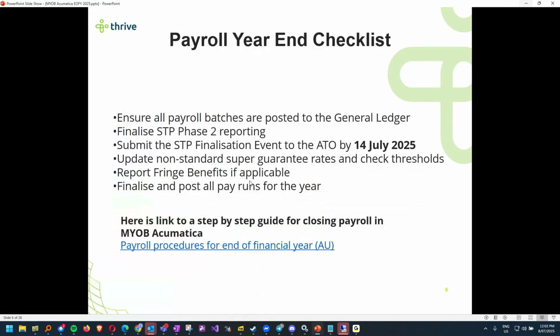Okay, so payroll year-end checklist. The first thing you've got to do is make sure that you've got everything posted. So there's no outstanding payroll, everything's posted and finalised, and it's posted to the general ledger. Then you need to finalise your STP Phase 2 reporting, submit the STP finalisation event, which is also known as a final file, to the ATO no later than the 14th of July 2025. Update any non-standard super guarantee rates and check thresholds. Report fringe benefits if applicable, and finalise and post all your pay runs. Sorry, that should have been first.